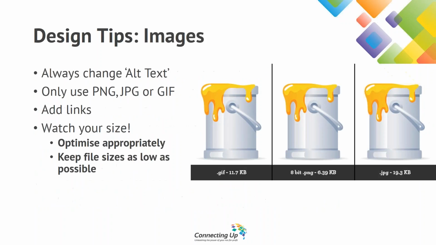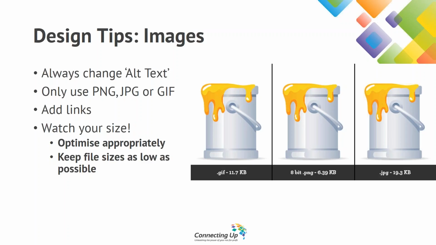Now with your images, make sure you always change the alt text. The alt text is the alternative text and it's what the email program will show if somebody can't see the images, whether they've got images turned off for their email program or if they're a blind person using a screen reader, they need to be able to access that content. So if you put that alt text in there, the screen reader can read it out to the blind person and somebody who has images turned off will be able to see what they're missing out on and they'll be able to turn images on.